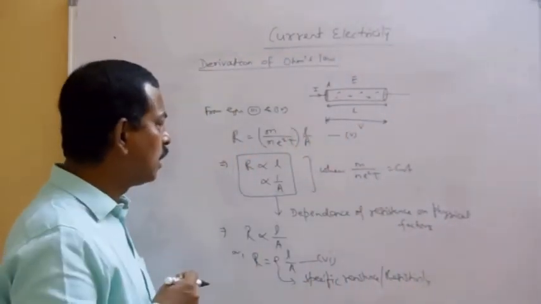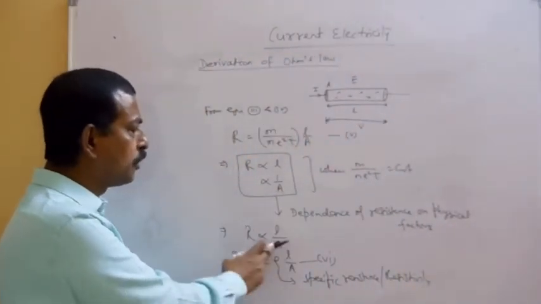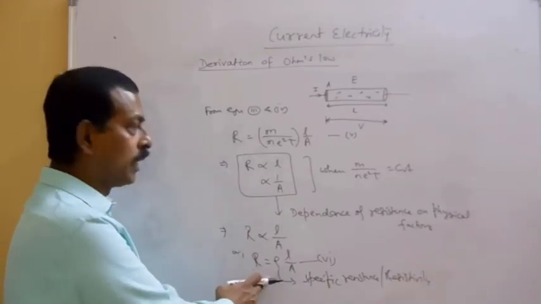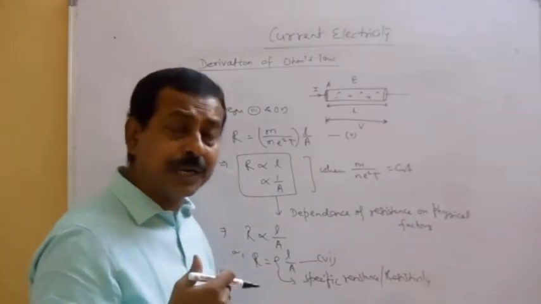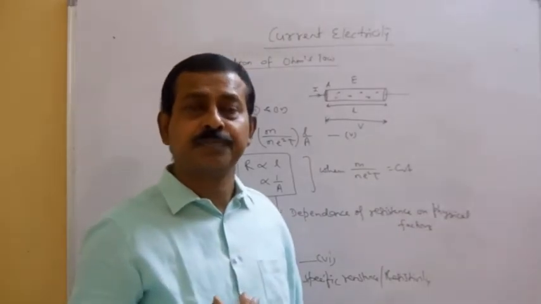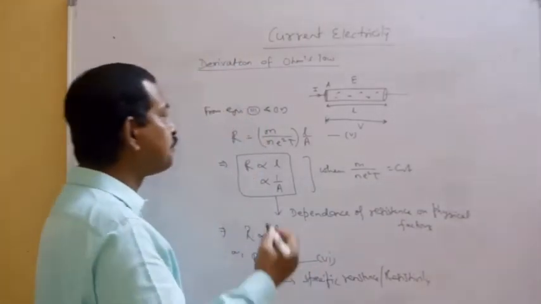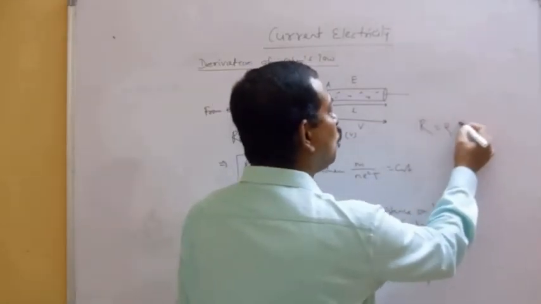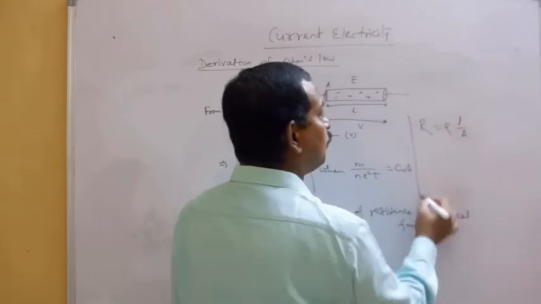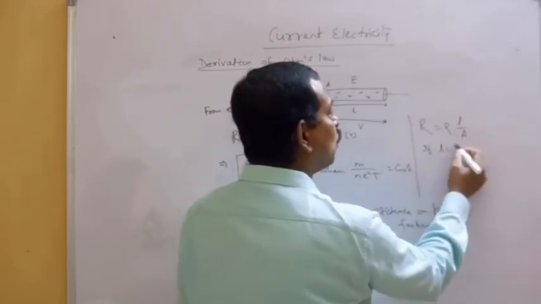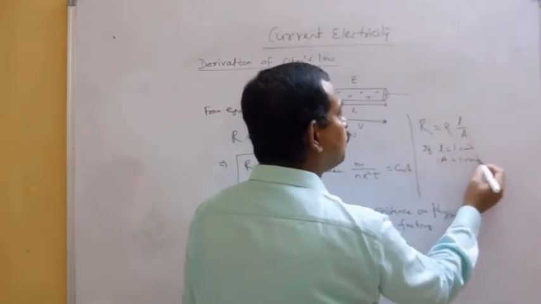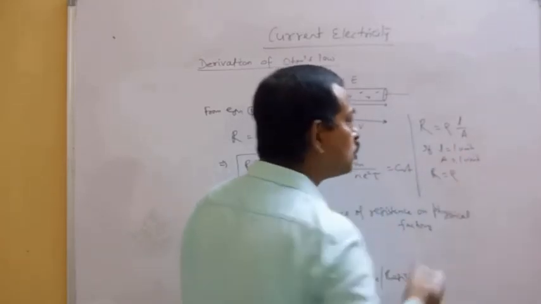Now, before we get the expression for specific resistance, if you want to define specific resistance, we have R equals rho L/A. If L is 1 unit and A is 1 unit, then R will be equal to rho.